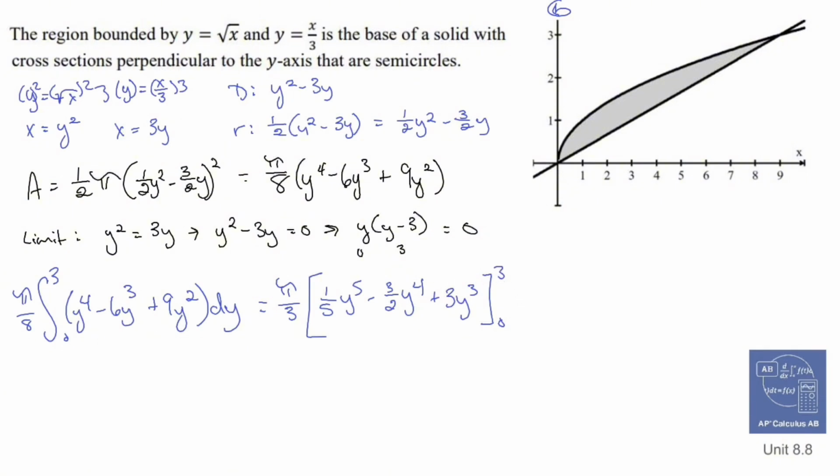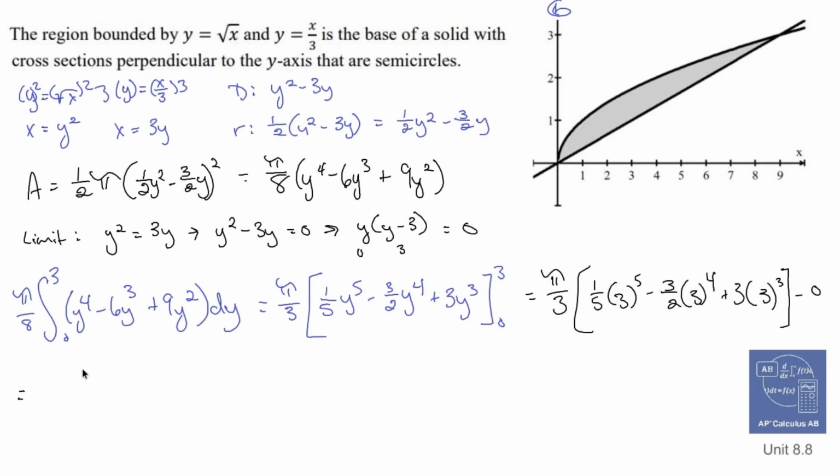All right, so we plug in the 3, pi over 8 times 1/5 times 3 to the fifth, minus 3 halves times 3 to the fourth, plus 3 times 3 to the third. Now, common sense would tell me that when I plug in 0, everything becomes 0, and times that is 0, so you get 0. So let's not go crazy and write all that stuff out, shall we?